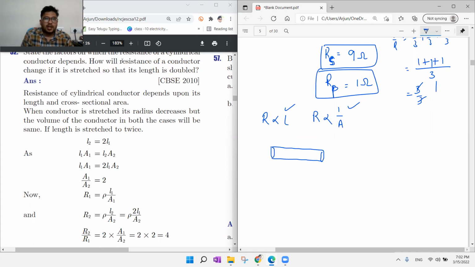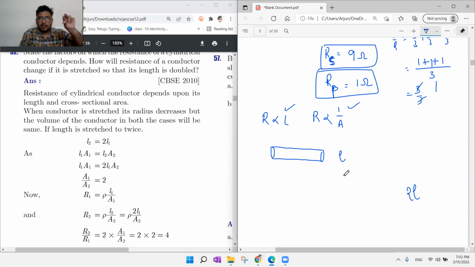What they are asking: how will the resistance of a conductor change if it is stretched so that its length is doubled? Now we have one cylindrical resistor. Try to apply some force and stretch it. If you stretch it, the length is L and now the length should become 2L. You see, if it is stretched, what will happen automatically?